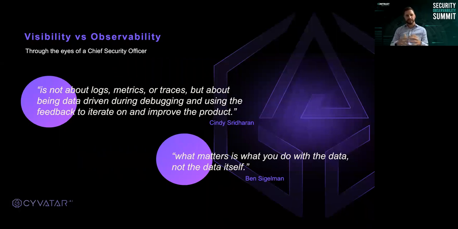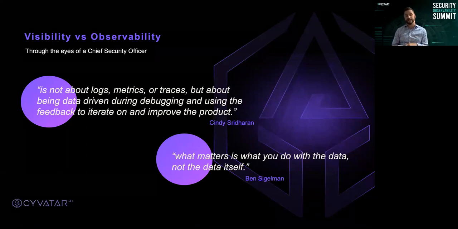The first thing I thought it was important to focus on is the difference between visibility and observability, and really what does observability mean as a chief security officer, as a security end user, as you try to build a security program. And what I think about when I think about visibility versus observability is a number of different things. Firstly, visibility for me is kind of a one-track pony. You know, it's about looking at things. It's about seeing what is happening.